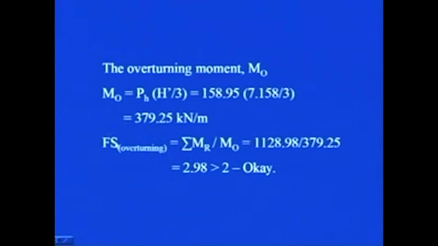So here we have found out the first part, which is the factor of safety against overturning, and it worked out to be 2.98, which is greater than 2, and hence the wall is safe against overturning. Now let us see how we can find out the factor of safety against sliding.